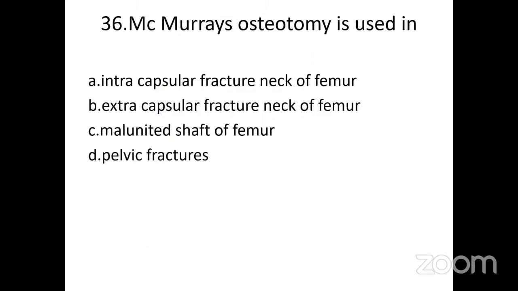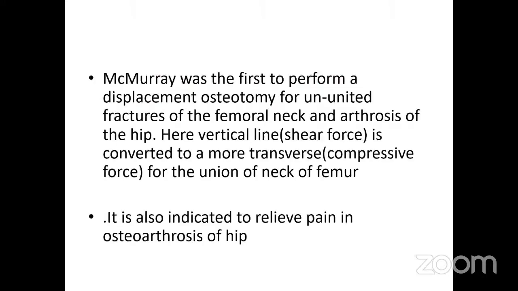Then McMurray osteotomy. It is not done nowadays. It is just of historical importance. It was done for intracapsular fracture neck of femur. That's called McMurray's osteotomy. It is a subtrochanteric osteotomy, which is done to convert a shear force into a compressive force. That means in fracture neck of femur, the fracture line is vertical. So by doing the osteotomy, you are shifting the line of fracture from vertical to transverse. If the fracture line is vertical, the force acting will be shear. If it is transverse, there will be compression.